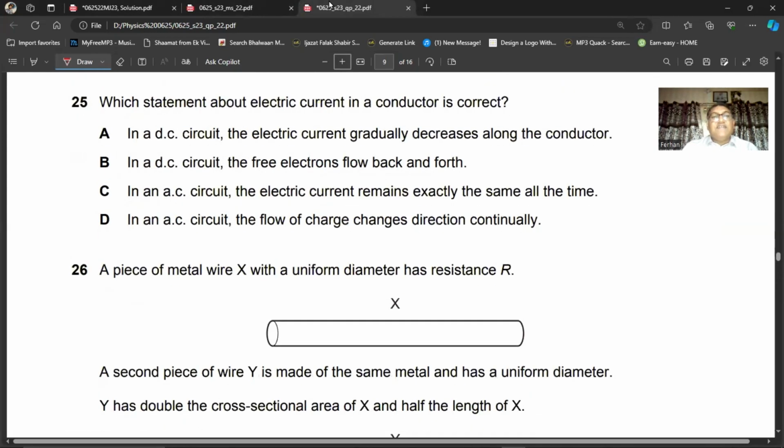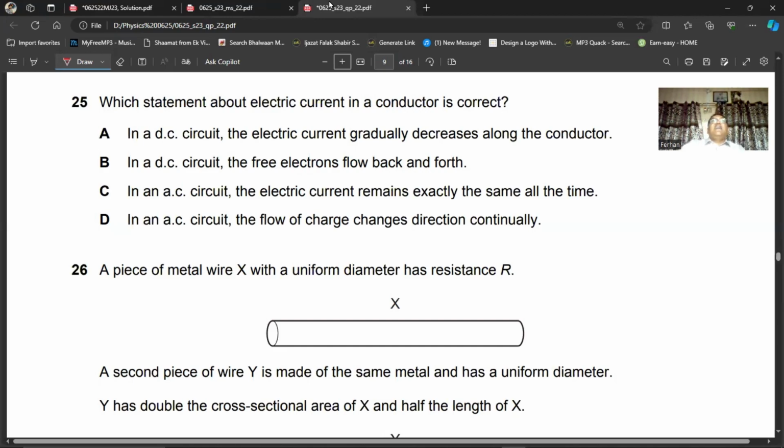Okay, question number 25. Which statement about the electric current in a conductor is correct? In a DC circuit, the electric current gradually decreases along the conductor. That is not true. In a DC circuit, the free electrons flow back and forth. No, the free electrons flow back and forth in alternating current. In an AC circuit, the electric current remains exactly the same all the time. No, that is not right.